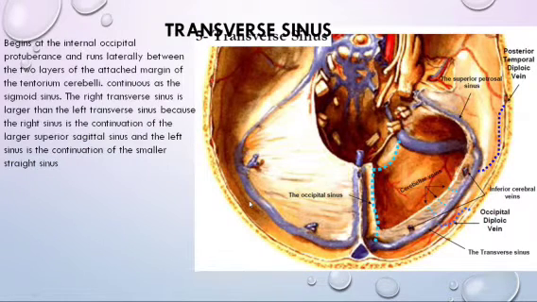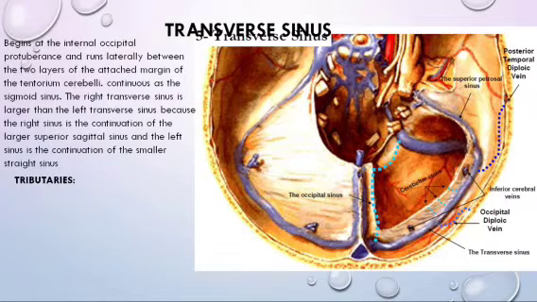Okay. So now you can see in this picture, this is the right transverse sinus, left transverse sinus. The right transverse sinus is the continuation of the superior sagittal sinus, which continues as the right sigmoid sinus. This continues as the internal jugular vein. The left transverse sinus is the continuation of the straight sinus, which continues with the left sigmoid sinus. So this transverse sinus lies in the groove of the occipital bone on either side of the internal occipital protuberance. The name of the groove is the groove for transverse sinus.